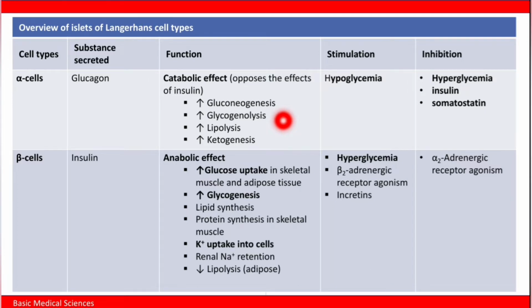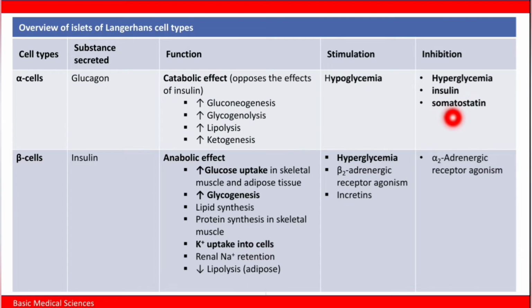So it increases gluconeogenesis, the synthesis of glucose from non-carbohydrate sources, glycogenolysis, that's breakdown of glycogen, increases lipolysis, and ketogenesis, right? Synthesis of ketone bodies. What stimulates the synthesis of glucagon is hypoglycemia, when glucose is gone, and inhibition is the opposite, hyperglycemia, and also insulin and somatostatin. These are the inhibitors of glucagon synthesis.